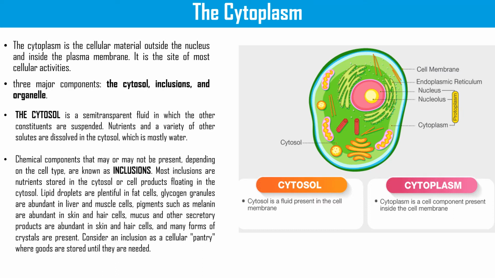For example, lipid droplets are plentiful in fat cells. Glycogen granules are abundant in liver and muscle cells. Pigments such as melanin are abundant in skin and hair cells. So these are all the pantries where goods are stored in the human body.